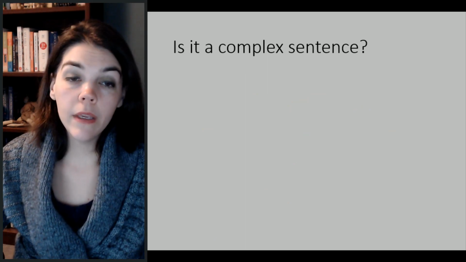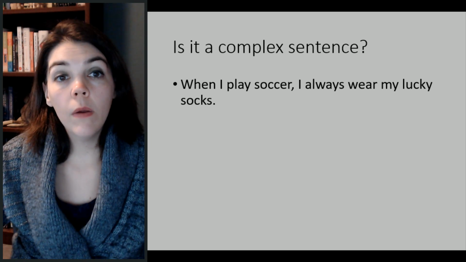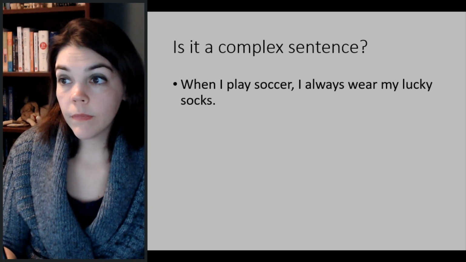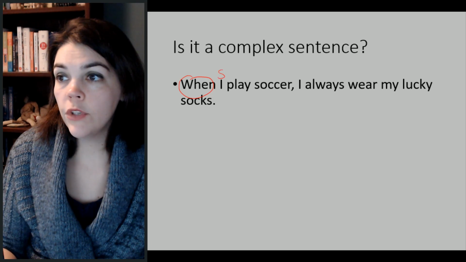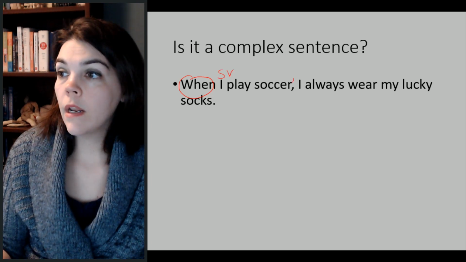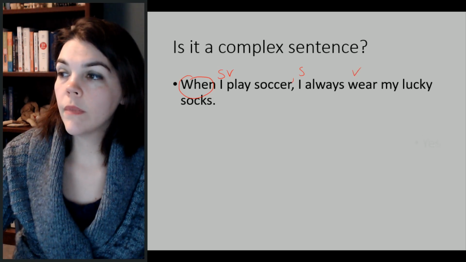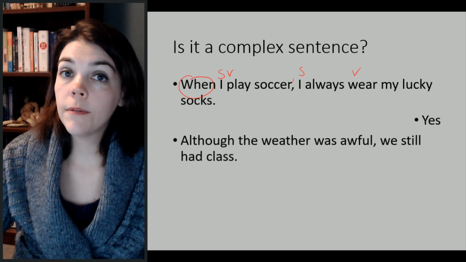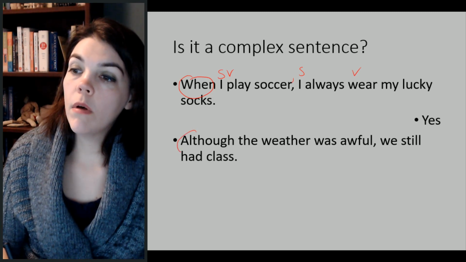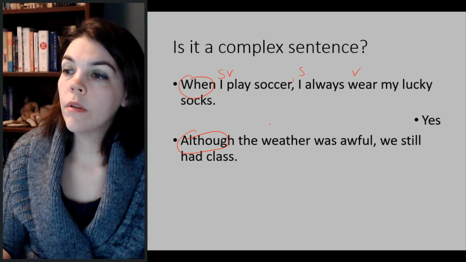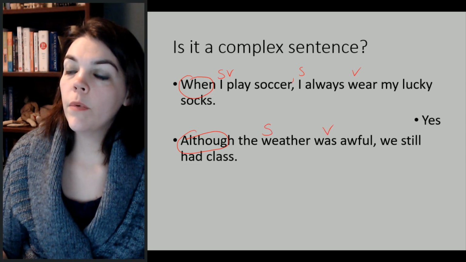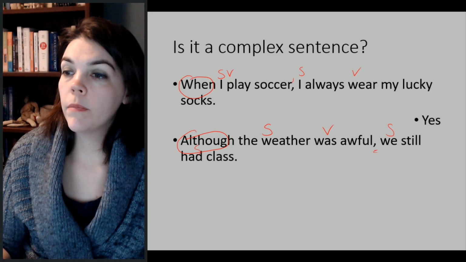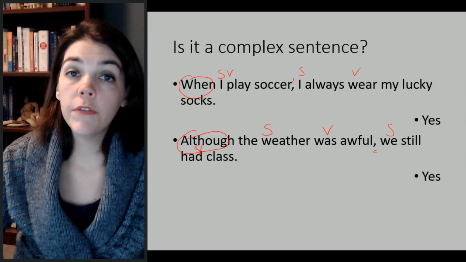All right, so you tell me, is this a complex sentence? When I play soccer, I always wear my lucky socks. Well, let's take a look. I see when. All right, so that's a subordinating conjunction. I see subject and verb. I've got my comma, and I've got another subject and verb. So yes, this is a complex sentence. Although the weather was awful, we still had class. Let's look. We have although is our subordinating conjunction. The weather, subject, verb was, comma, right? Subject and verb. So this also is a complex sentence.